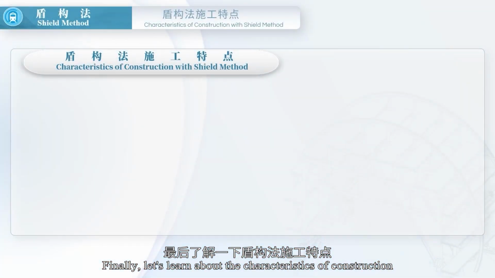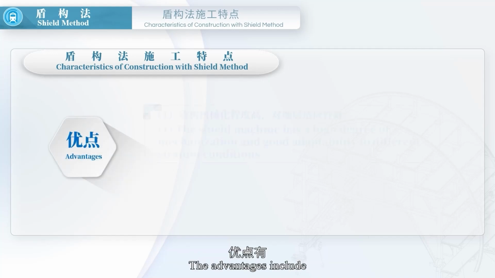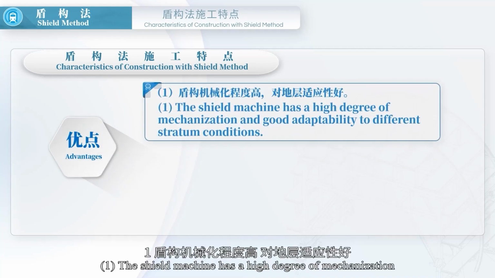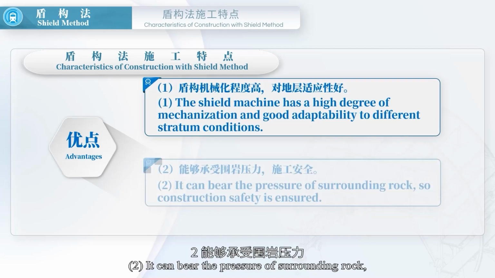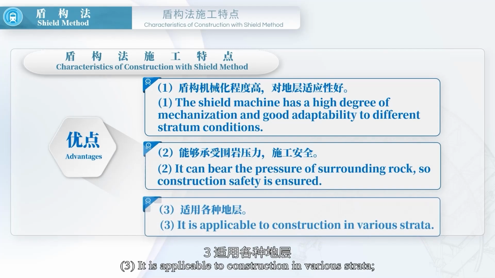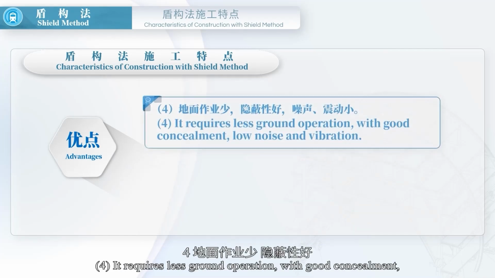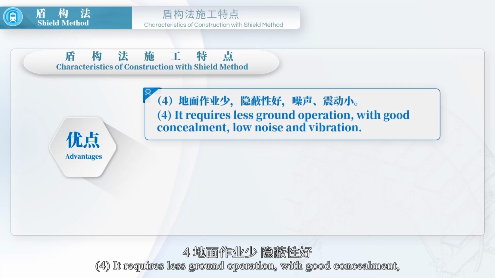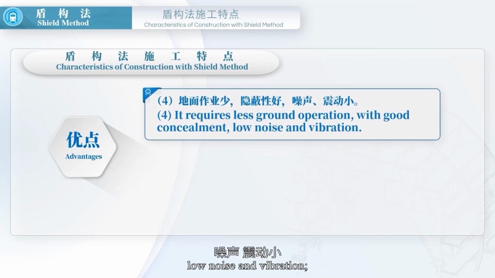Finally, let's learn about the characteristics of construction with the TBM tunneling method. The advantages include: 1. The TBM has a high degree of mechanization and good adaptability to different stratum conditions. 2. It can bear the pressure of surrounding rock, so construction safety is ensured. 3. It is applicable to construction in various strata. 4. It requires less ground operation, with good concealment, low noise and vibration.